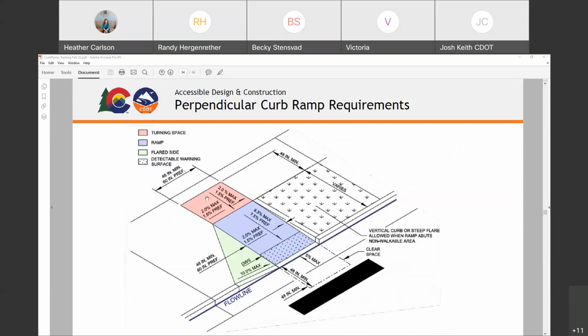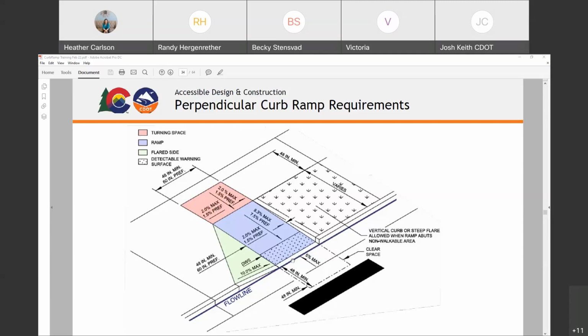The biggest thing is that you've got your level landing area at the top in the orangish, pinkish color there. And that's so the wheelchair person can orient themselves before going down. And then in some instances, you will need a clear space at the bottom, which I'll get into a little bit more, where if you've got two crosswalks, or only one ramp, they can orient themselves before going across.